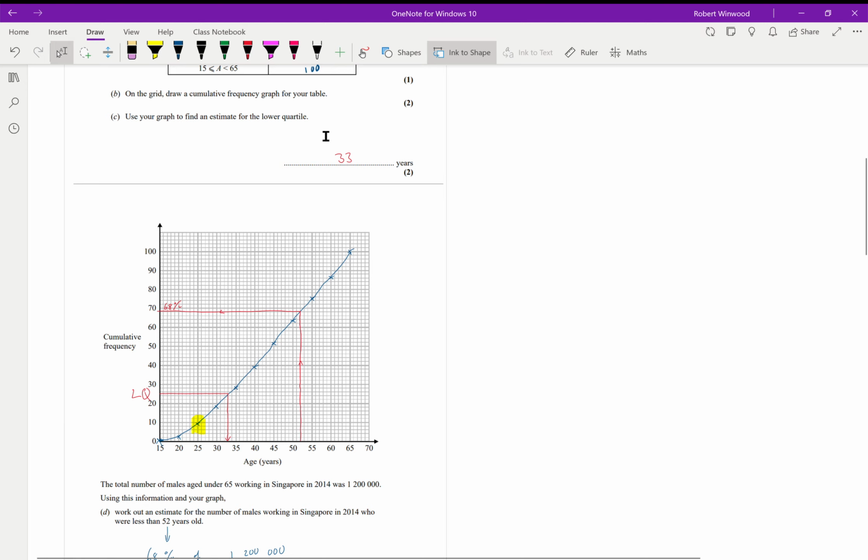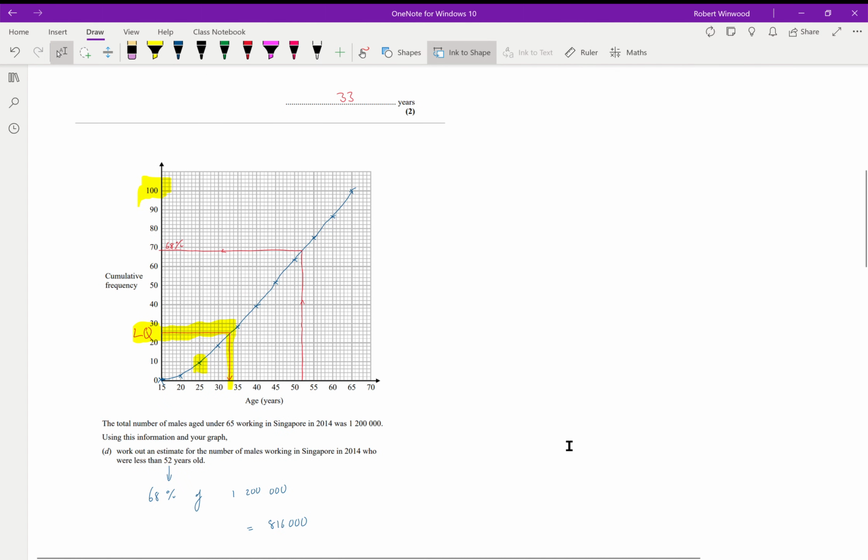Part C, use the graph to find an estimate of the lower quartile. So I know that my running total goes up to 100 people. A quarter of the way through 100 people will be the 25th person. And the age of the 25th person would be about 33 years. You're allowed a little bit of leeway there.